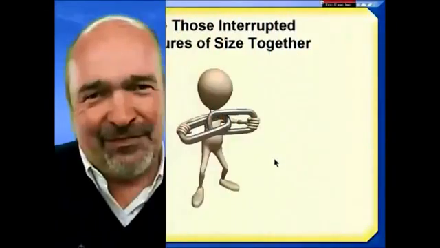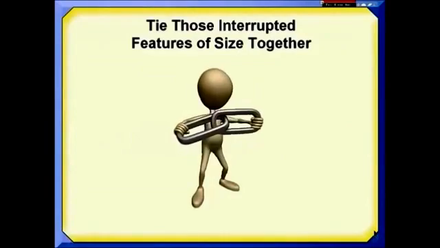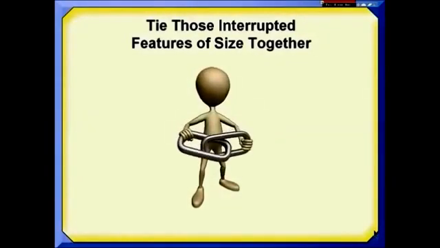Okay, here's the deal. You have a shaft, a hole, a slot, or other feature of size that is interrupted by another feature such as a groove. Now, is it still one feature or has it become two separate features? And what if there are multiple grooves? Now what do? Well, you must tie them together somehow. So, this month's tip is tie those interrupted features of size together.